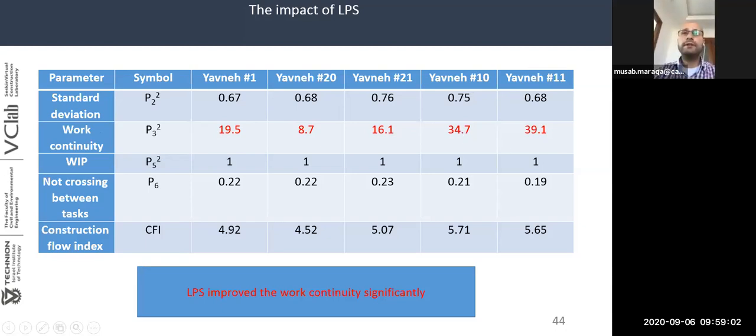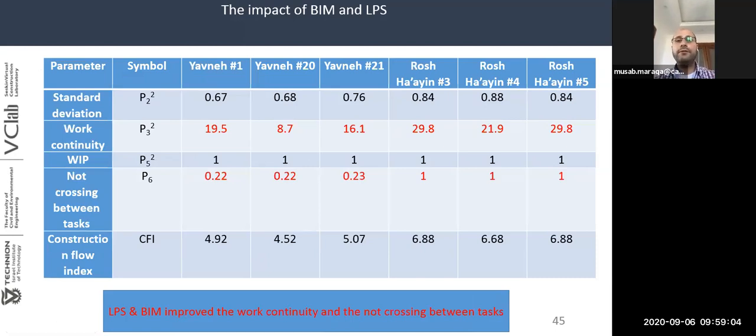The second comparison was to measure the impact of BIM and last planner system by comparing Yavne 1 in 2021 with Rosh Ha'ayin 3, 4, and 5. We see that in this experiment, two parameters improved, the work continuity and the not crossing between tasks. The work continuity improved from 19.5, 8.7, 16.1 up to 29.8%. But the most important thing is that the not crossing between tasks improved more.